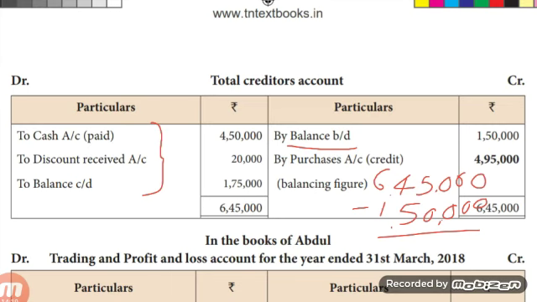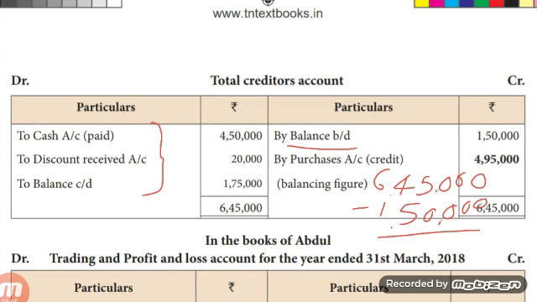Then credit side items are sales, cash sales plus credit sales minus sales return. Children, if there is any addition or subtraction, you should do that in the inner column. Then next, closing stock. These are the items in the trading account. You should learn the format of the trading account. That is very important. That is necessary for solving the account.